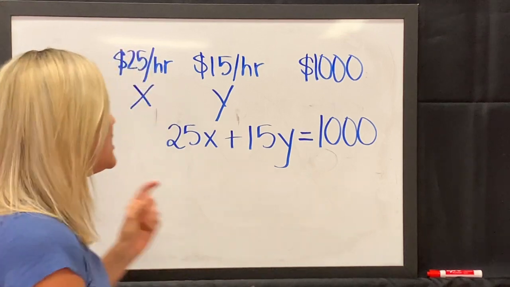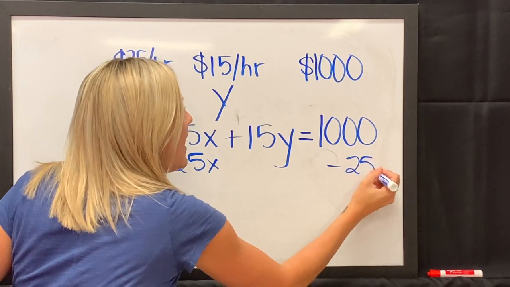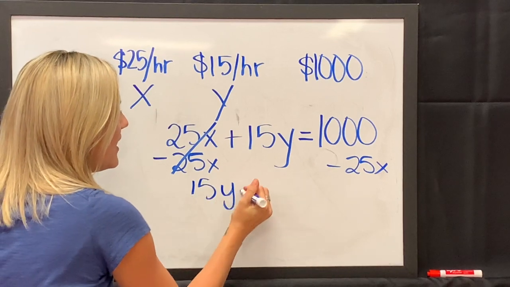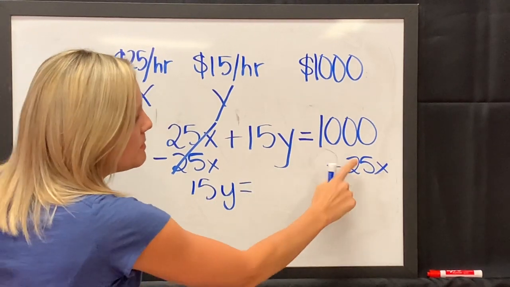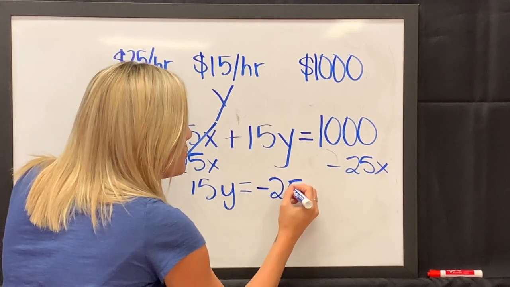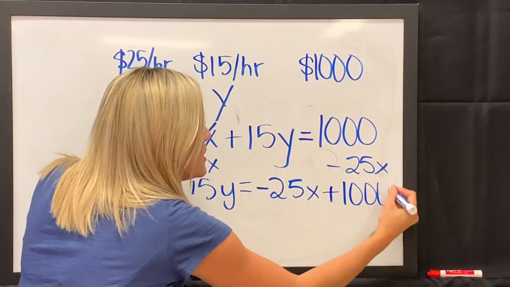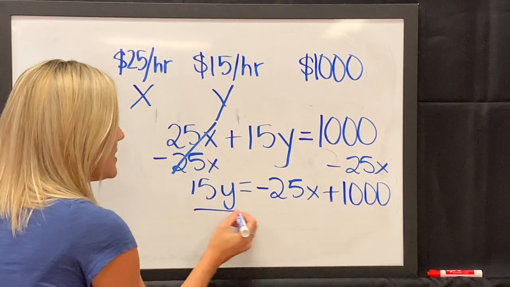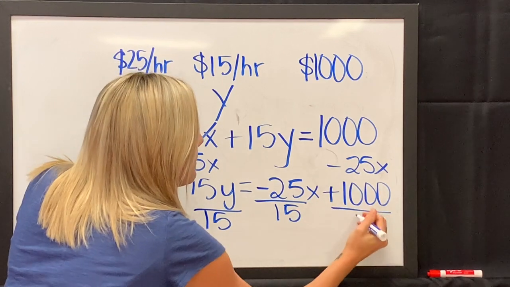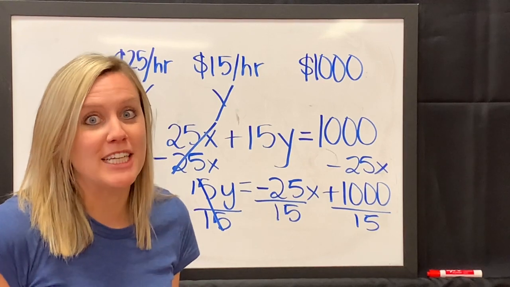The first thing I'm going to do is solve for y, because I want to put this equation in slope-intercept form. So I am going to subtract 25x, subtract 25x. These will cancel. I will be left with 15y equals, and then I can't combine those because one of them has a variable and one of them doesn't. So I'm just going to write it like this, negative 25x, because I'm subtracting, plus I have that 1,000 over there. Okay, I need to get y by itself, so I'm going to divide by 15, divide by 15, divide by 15.